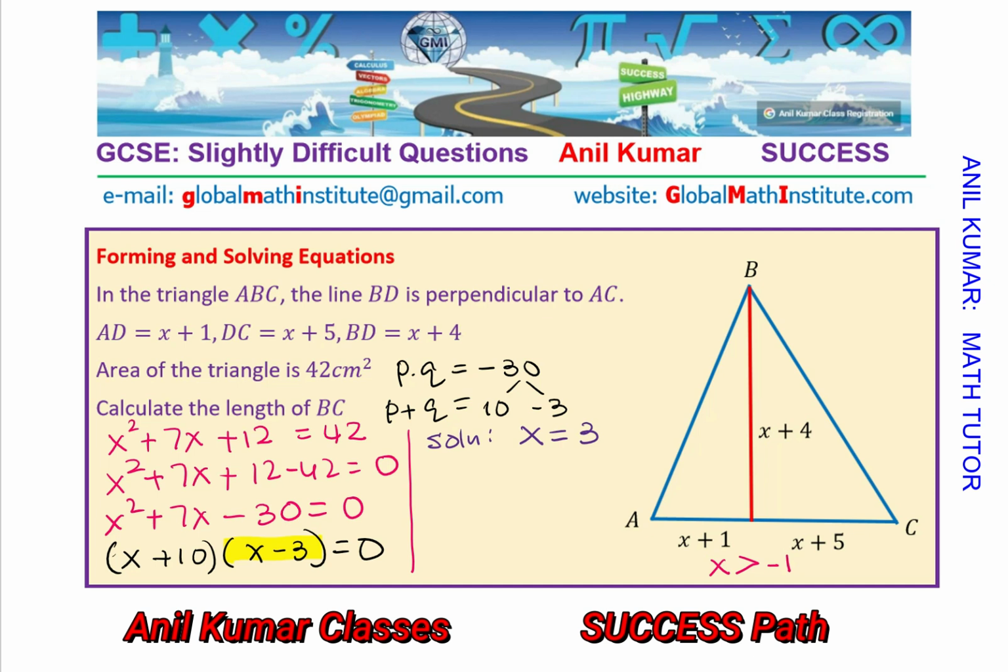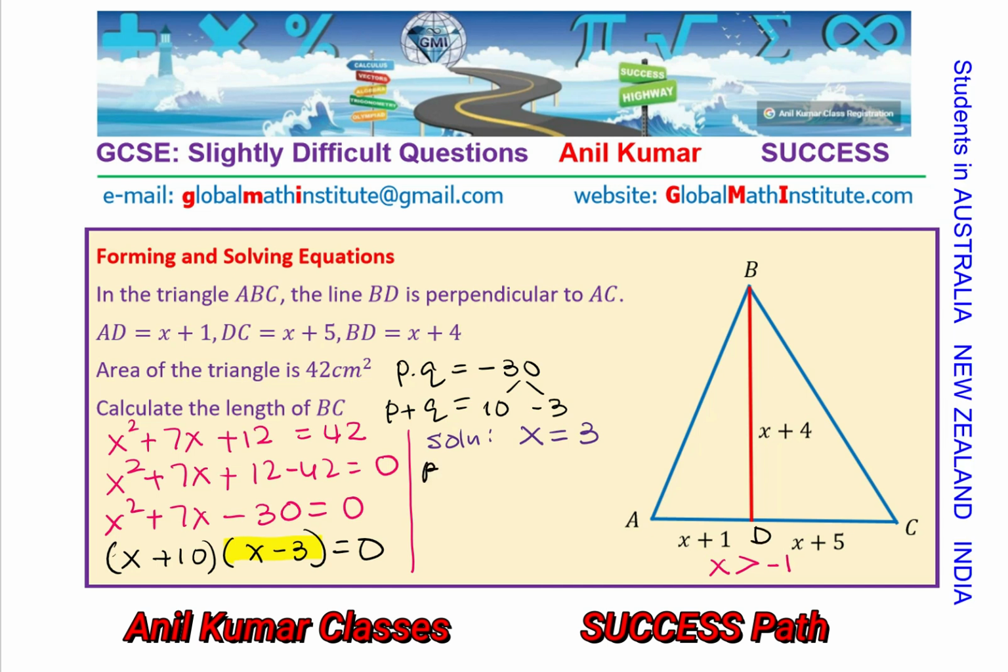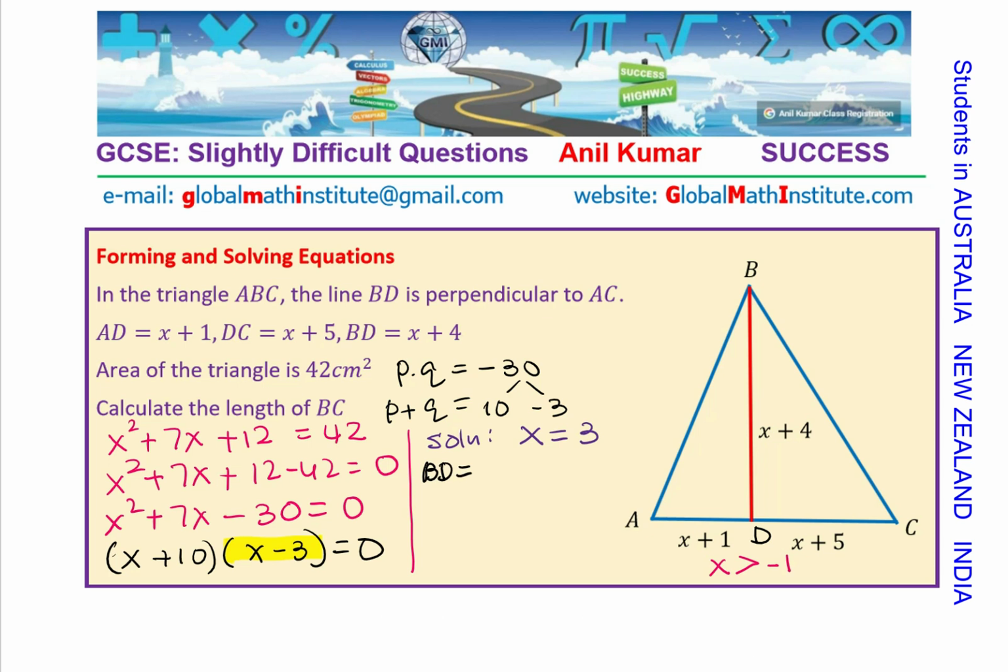So remember, whenever you have 0 on the other side, either of the factors could be 0 to make it 0. Perfect? This is the zero product principle, correct? So x equals 3. As soon as you get x equals 3, you can find all the sides, correct? So you know what is BD, right? So let me write BD here. BD is equal to x plus 4, right? Which now will be 3 plus 4, correct? Or 7. So we got this side as equal to 7 centimeters.